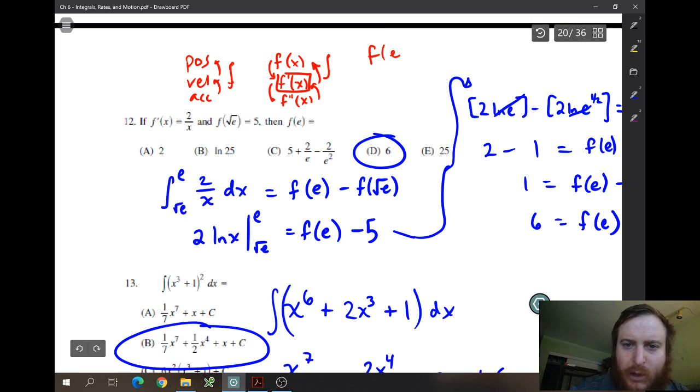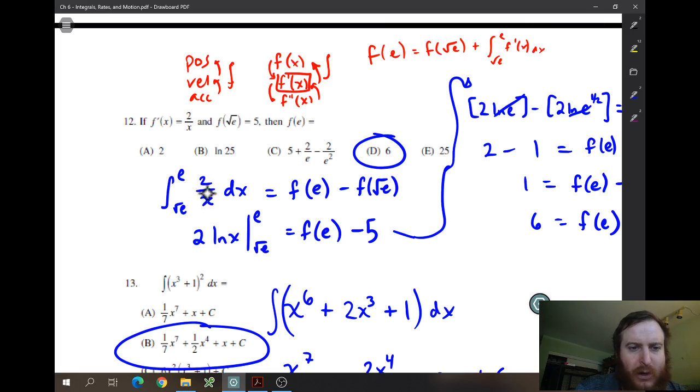Right, f of e equals f of square root of e plus the integral from square root of e to e of f prime of x. That would have worked also, right? We could have written it that way. So anyways, the integral of f prime is 2 over x. That's 2 ln of x.